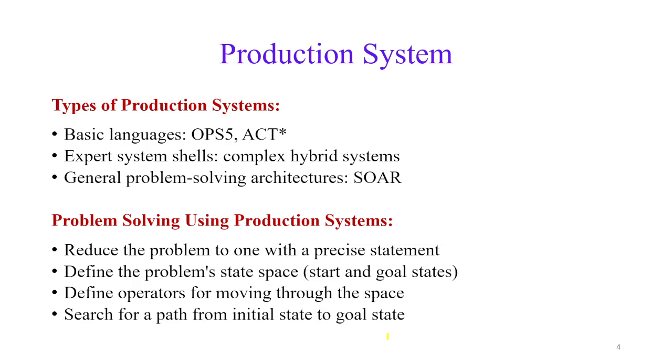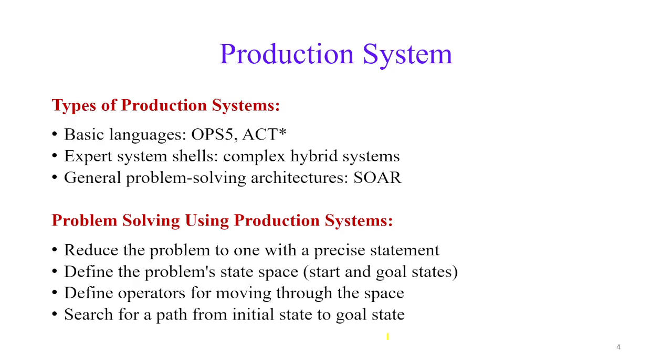The third one is defining operators for moving through the space. Now we have a big space to move in, right? So we have to define the operators. Operators are nothing but the actions. When your left hand side rule matches, your corresponding right hand side rule triggers. This triggering transforms one state into another state. In the route example, an operator might be travel from city X to adjacent city Y. When you make a move from city X to city Y, it will change your current location.